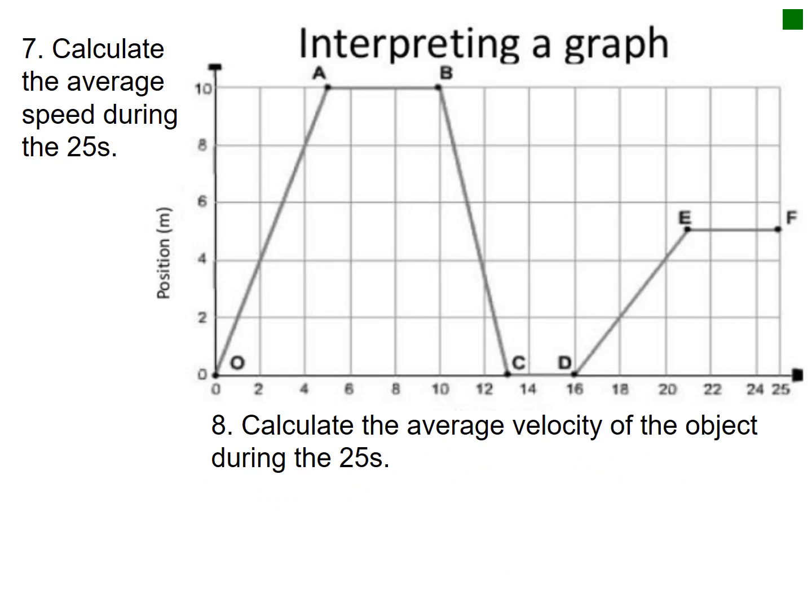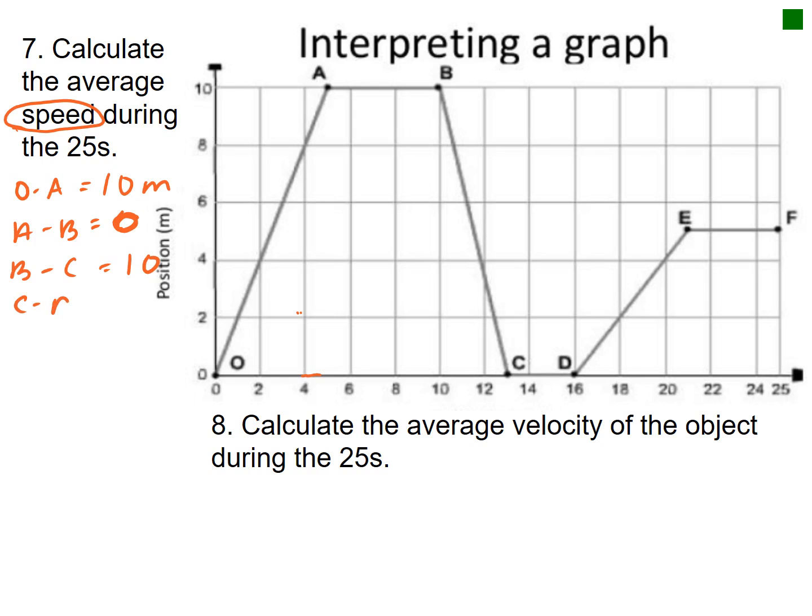Next thing we need to do is to calculate the average speed during the 25 seconds. Since we're doing speed, we just have to add up each segment. So we need to find out how far the object went during each segment. From 0 to A, the object went 10 meters. From A to B, it went 0. From B to C, it went 10. Because we're looking for speed, we don't have to take into account the negative direction, since we're looking for the speed, not the velocity.